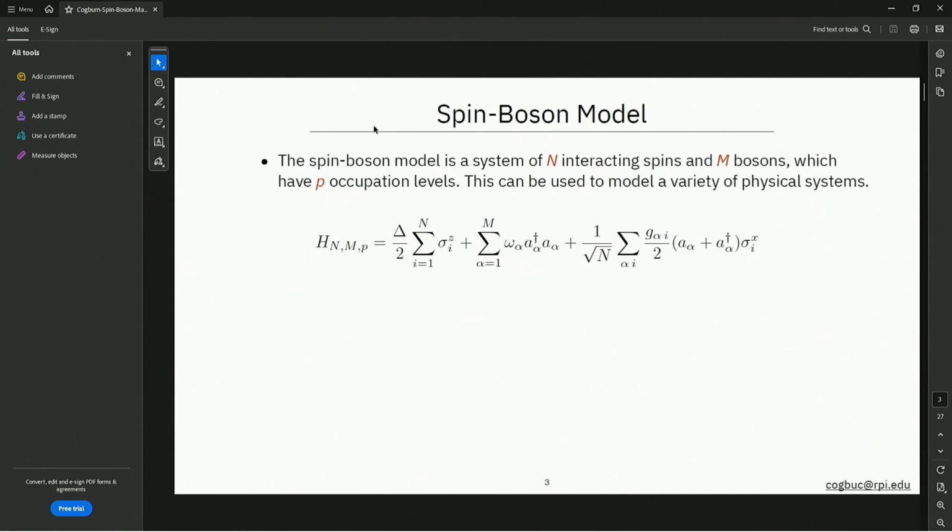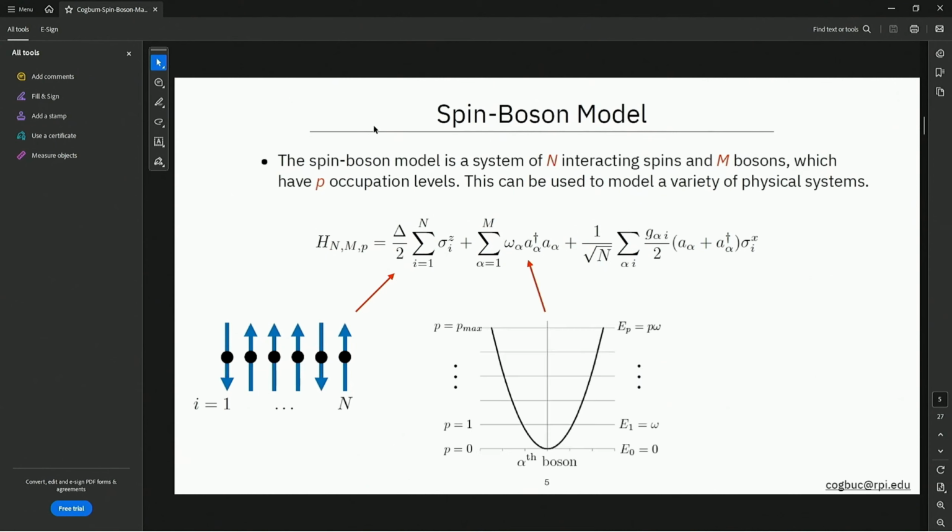All right, so let's go through the terms of this Hamiltonian individually. This first term here is just the spins. This middle term here is just the bosons, the bosonic modes. Now this final term here is the coupling between the spins and the bosons. And the coupling parameter in particular that I'm going to be speaking about today, and in some of the plots you'll see, is G.